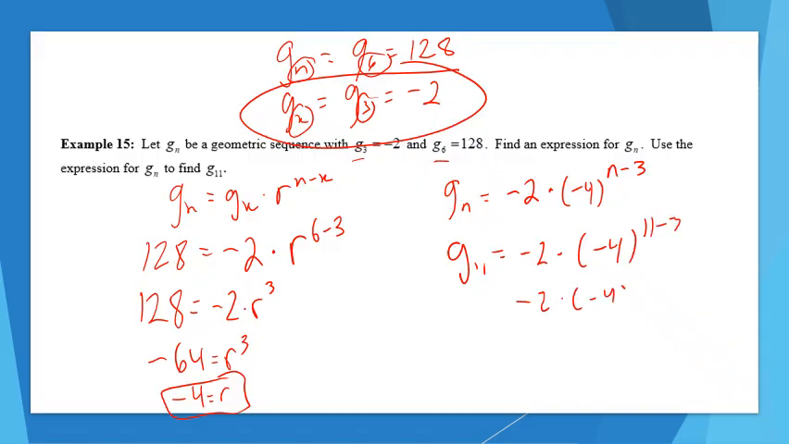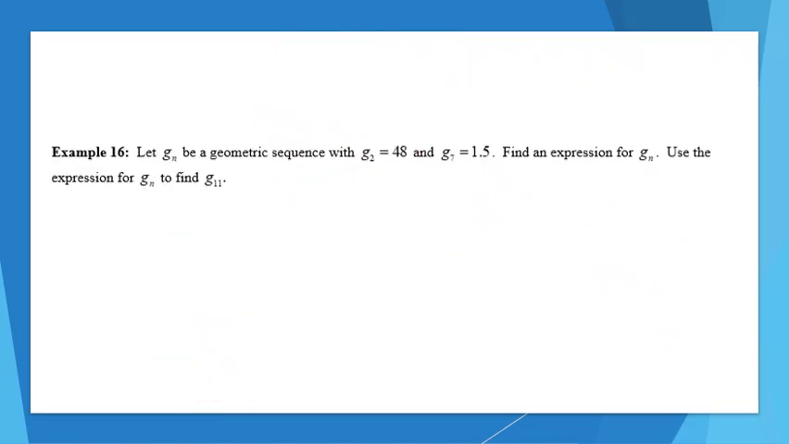-2 times -4 to the power of 8. And now remember, when you plug in a negative number to an exponent in your calculator, make sure you put parentheses around the negative number. Otherwise, it won't do it correctly. And so you need to have parentheses around the -4 before you take it to the power of 8. But then this should give you a value of -131,072. Should be example 15.